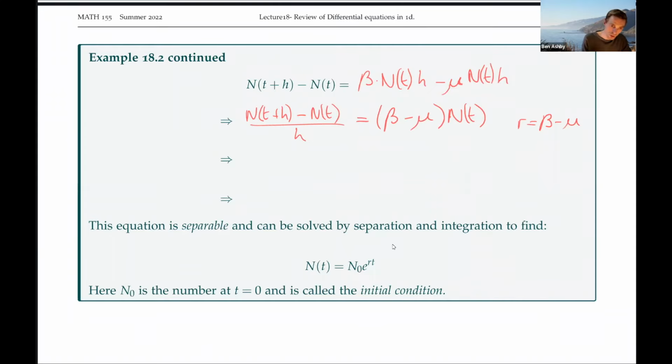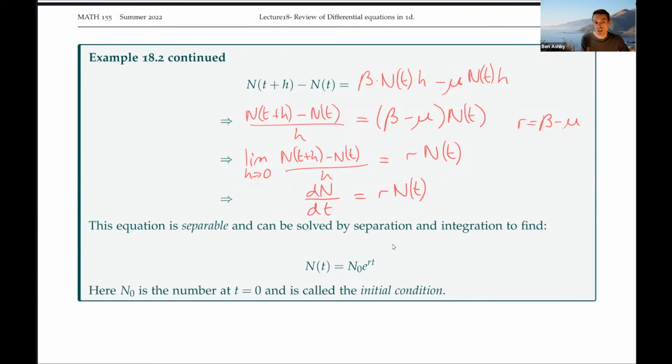So if we then take the limit as h tends towards 0 of this term on the left-hand side, so the limit of this n of t plus h minus n of t over h, this is going to equal r n of t, and we can write this as just a derivative. So if we think about our population changing from one time step to another, and then make that time step get shorter and shorter and shorter, we end up with a derivative.